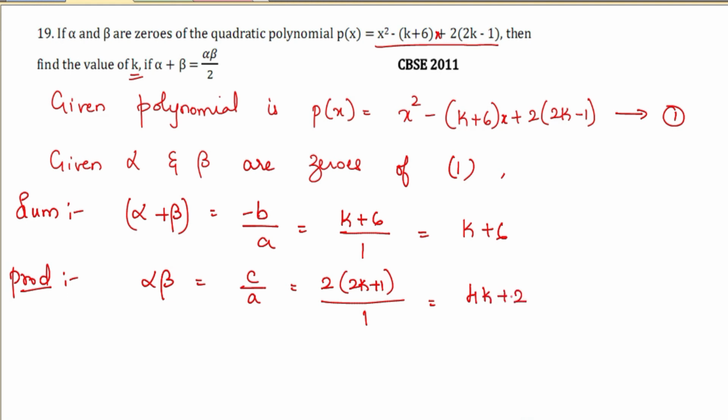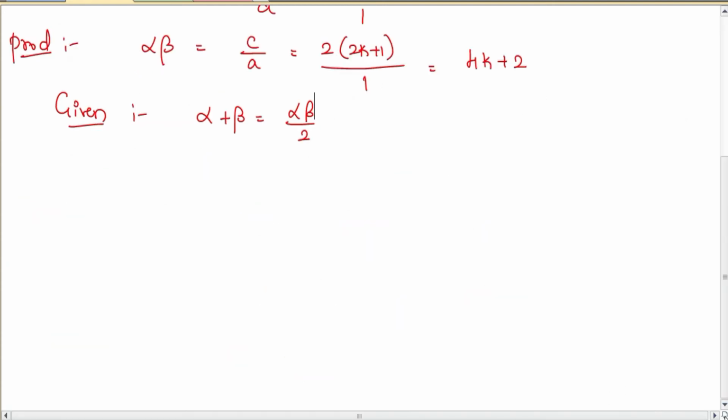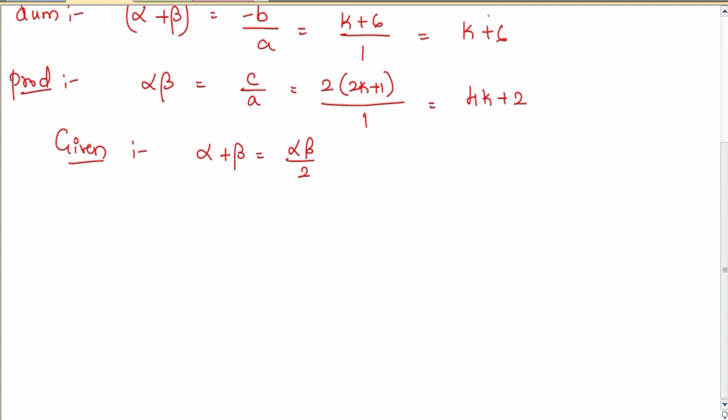Okay, now the question given is alpha plus beta. They have given a result. What is that? Given alpha plus beta is equal to alpha beta by 2. Now substitute the sum and product we have just found. So what is alpha plus beta? K plus 6, right? That is equal to, what is alpha beta? It is 4k plus 2 divided by 2. So this is 2k plus 1.